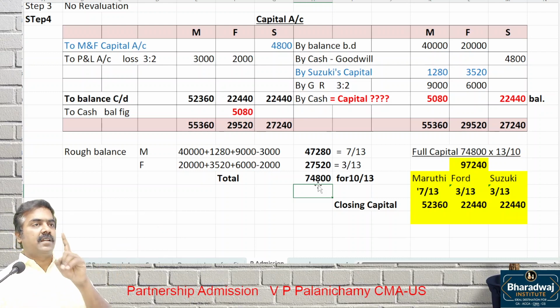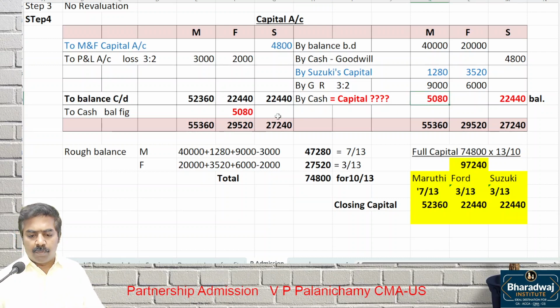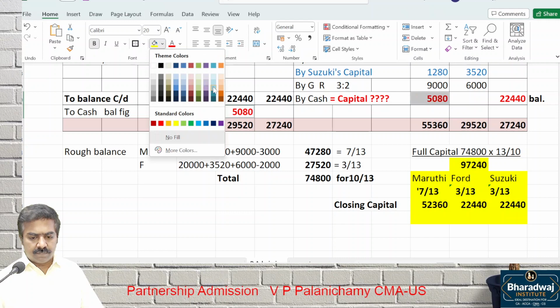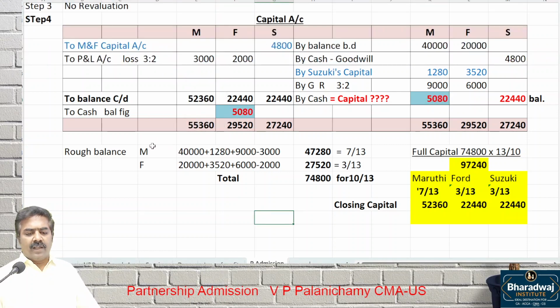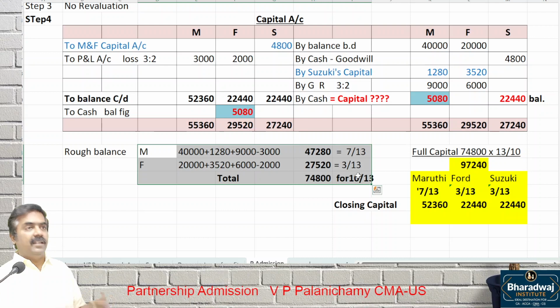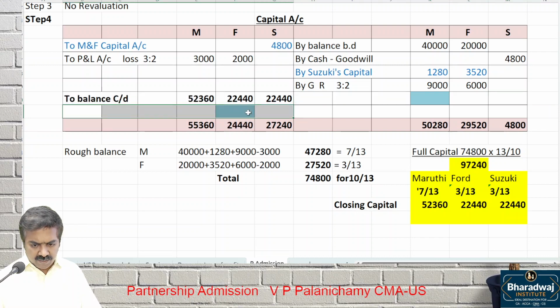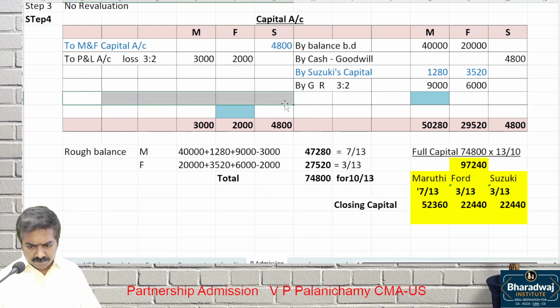And please listen. Maruti's amount and Ford's amount are equal. Why is it equal? Because capital is adjusted internally amongst partners. So the surplus of one partner will be equal to the shortage of the other in this question. Once again, I repeat, pay attention. First we tally which one?